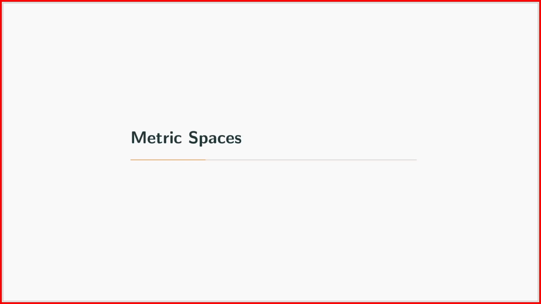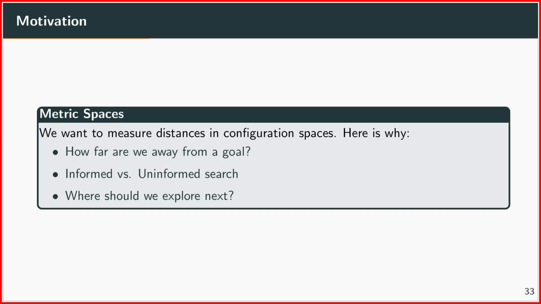So next topic up are metric spaces. So far we constructed configuration spaces, but it is also super important that we know how to measure distances in configuration space. And why is that important? Because we want to know how far away we are from a goal, how far we still have to go towards a goal. And this lies at the really heart of informed versus uninformed search.